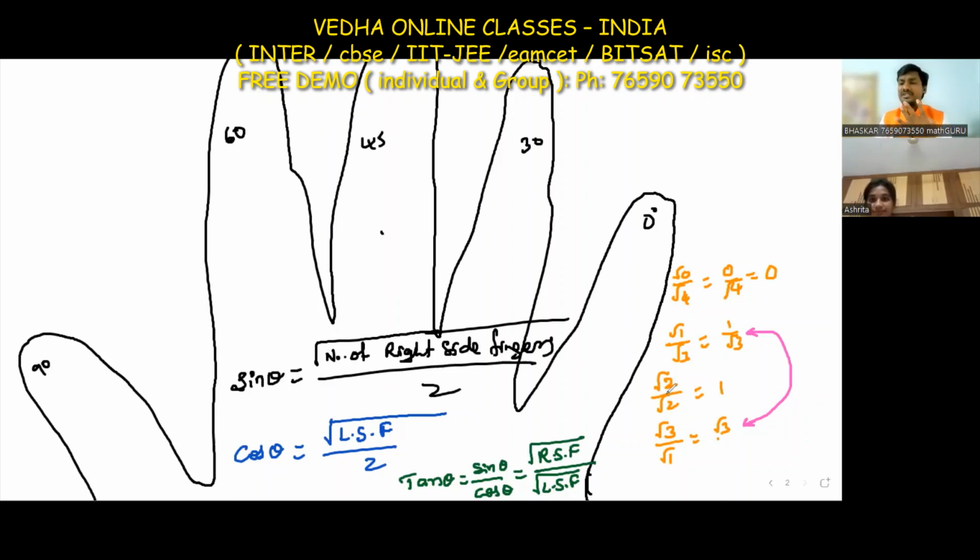Now close to 90 degrees. Right side, how many fingers are there? 4 fingers. Left side, how many are there? 0. So root 4 by root 0. Root 4 is 2, and root 0 means 0 only. Something by 0 is not defined, so that means infinity. What is tan 90? Not defined, sir.